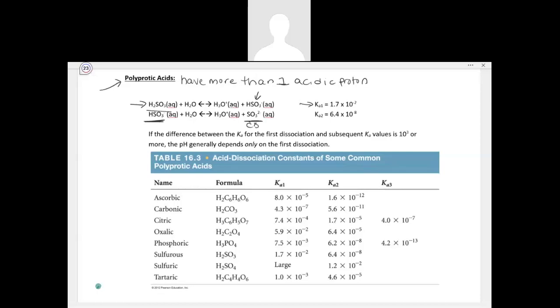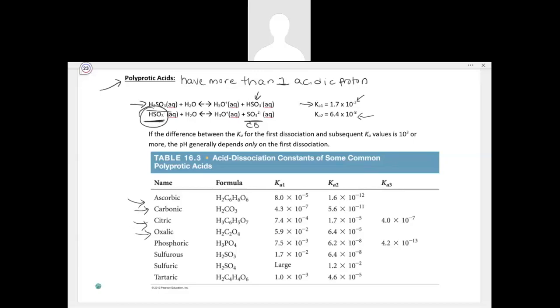So we can see the first ionization, a significant amount ionizes, something times 10 to the negative 2, and then during the second ionization, less of the proton that's still hanging on ionizes. We can see some common first and second and even third dissociation constants shown here for different acids: ascorbic, carbonic, citric, oxalic. We might work with any of these.